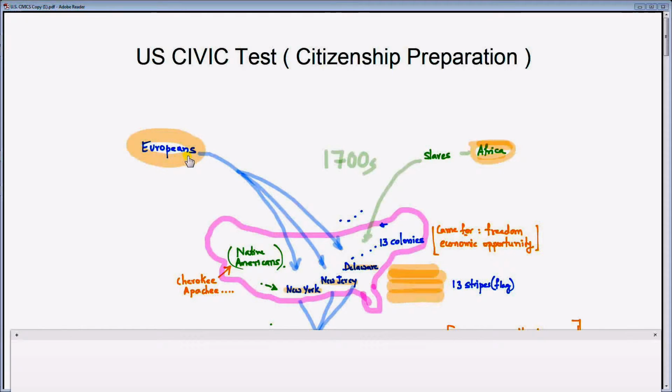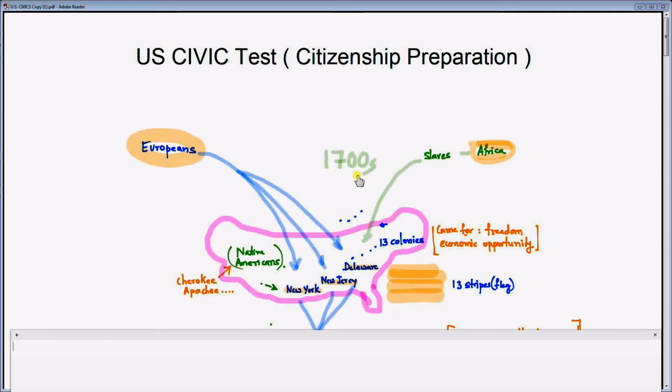The European settlers arrived in US. They arrived and settled into like 13 different colonies. These 13 different colonies are today represented in our flag as 13 stripes. These settlers came in here for freedom and economic opportunities. Before they arrived, there were Native Americans, which are the various tribes that we see today, like Cherokee, Apache.